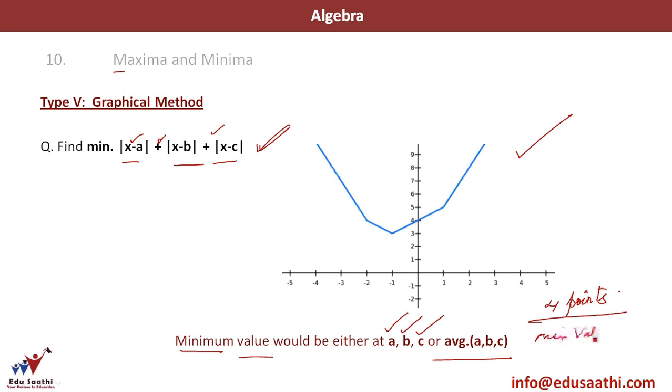I will not be able to find out the maximum value of this graph because it will be a graph that will move from infinity to infinity. The maximum value would come out to be at infinity. So the minimum value would either be at this inflection point or this or this or at an average of A, B and C.